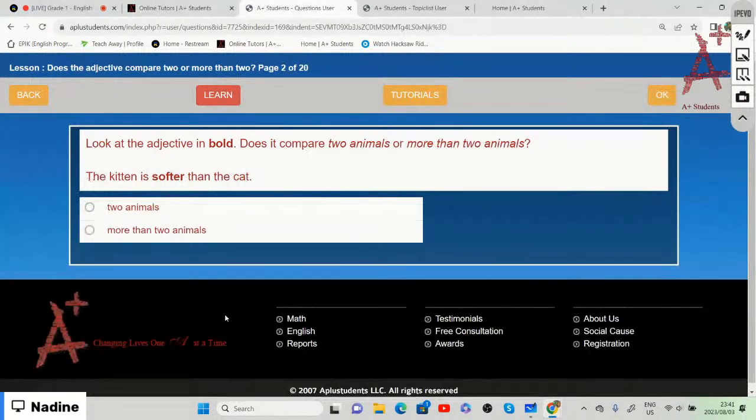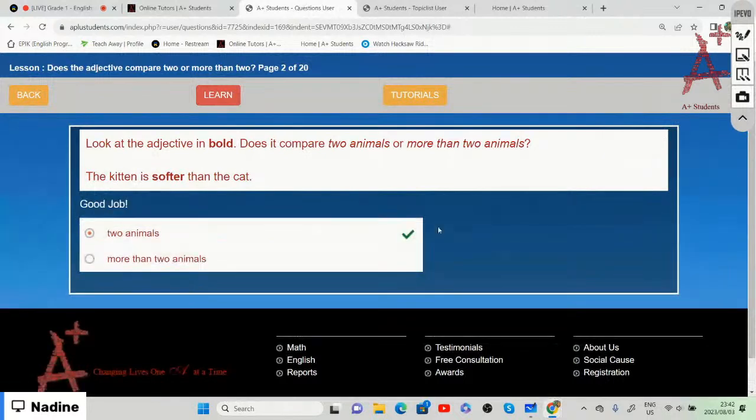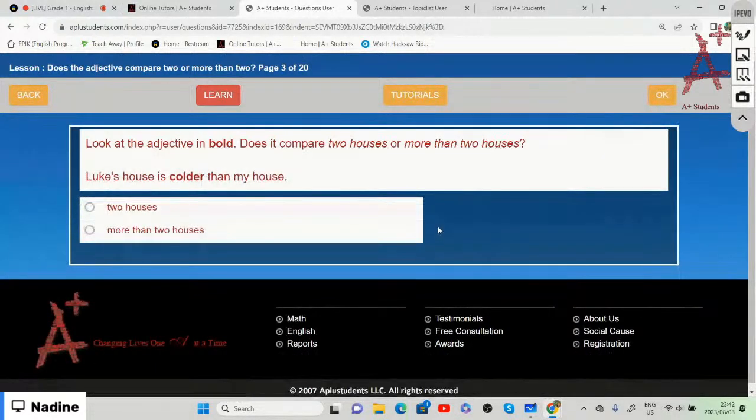The kitten is softer than the cat. So the kitten is softer than the cat, meaning that the baby kitten is softer than, for example, either the mommy or daddy cat. So softer. Does it compare two animals or more than two animals? In this case, two animals are being compared.